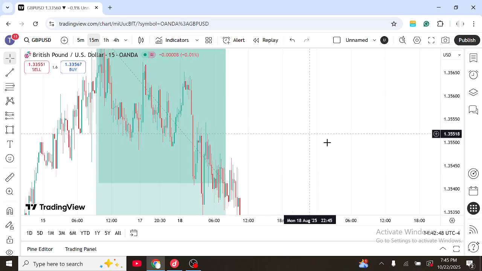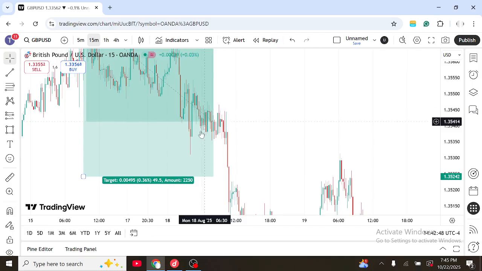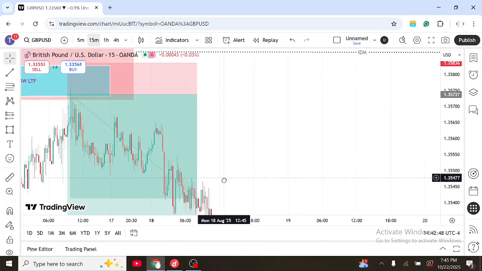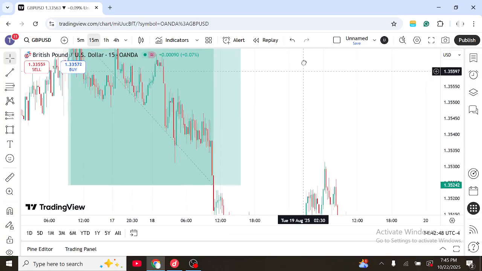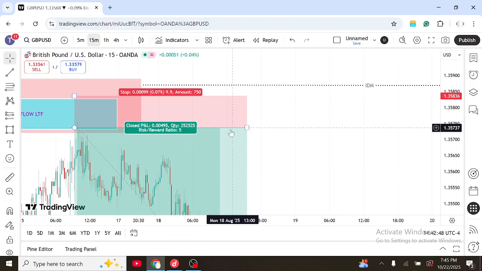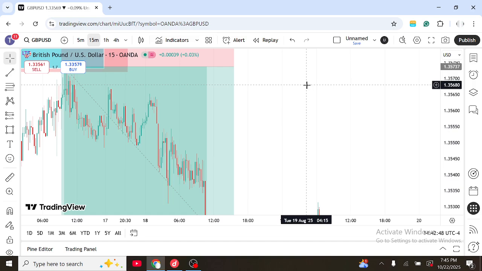So as you can see here, price continues to push to the downside. Do we have 1:5? Yes, we now have 1:5. All right, we now have exactly 1:5. As you can see, risk to reward ratio 1:5. So that is the entry model.